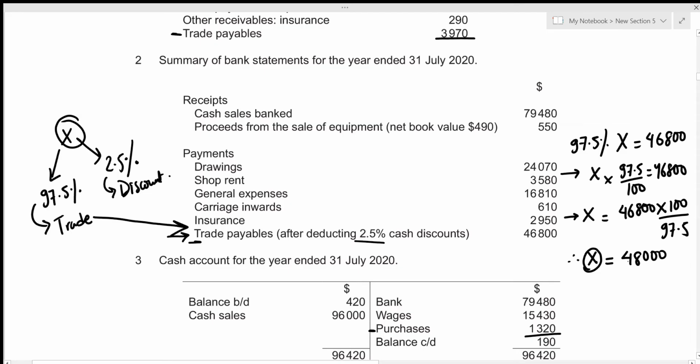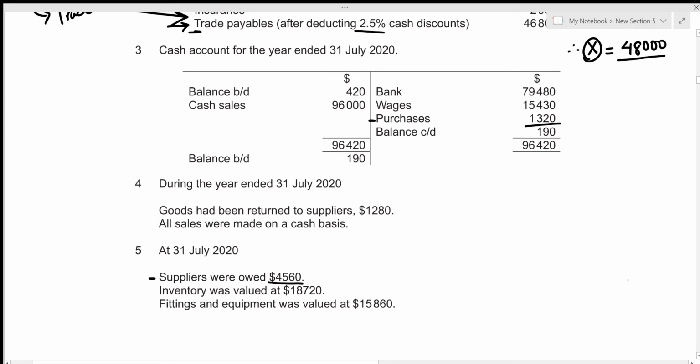All right, so that's the total amount, including the discount as well as the trade payables. But what we're also given is that goods had been returned to suppliers. So this is goods returned, right? Which amounts to 1280. In order for goods to be returned, we need to purchase that goods in the first place, right? So goods worth 1,280 was purchased initially, but then that goods was returned again. So we have to include this amount of 1,280 under the credit purchase.